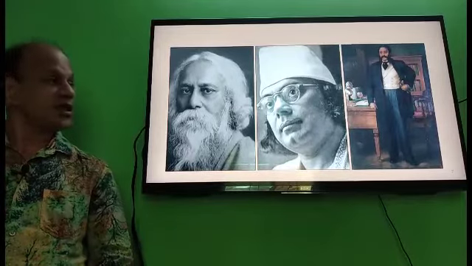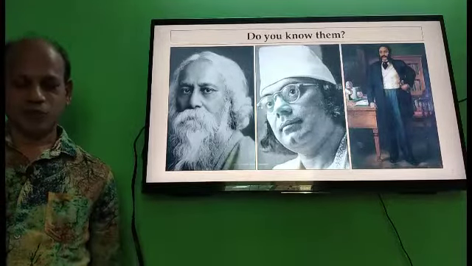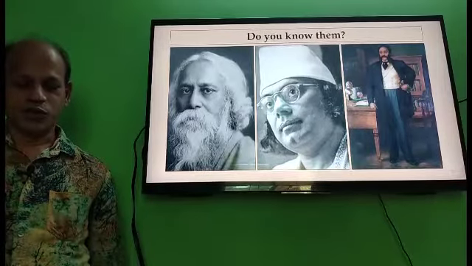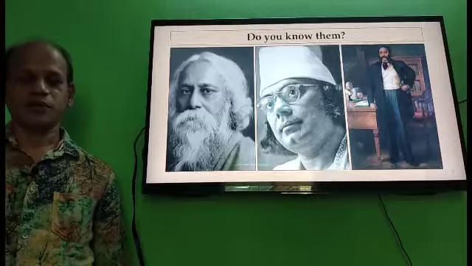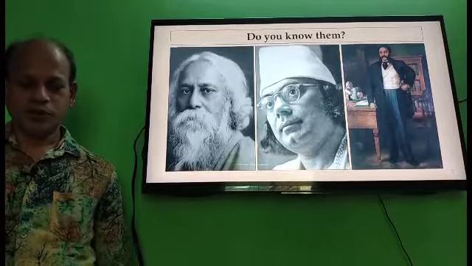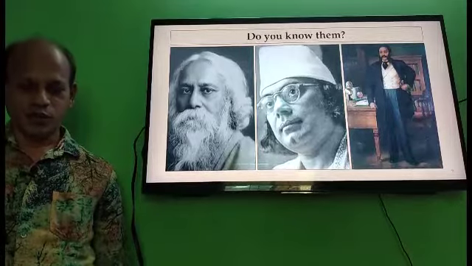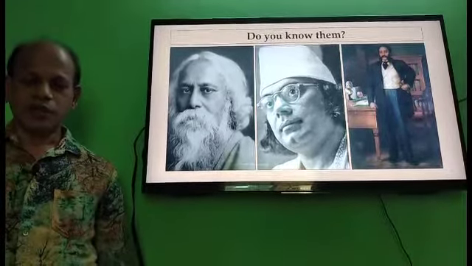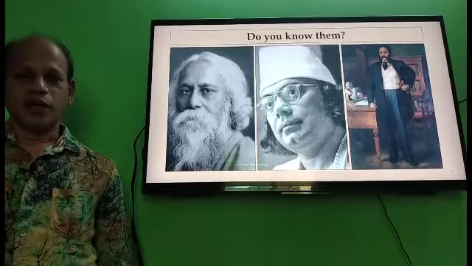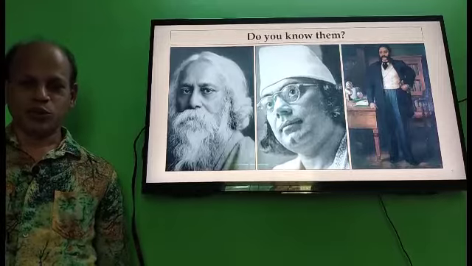Can you see the picture? Do you know them? Yes. The first one is our Nobel laureate poet, Rabindranath Tagore. The second one, our national poet, Kazi Nazrul Islam. And the third one, another poet, Michael Madhusudan Datta.